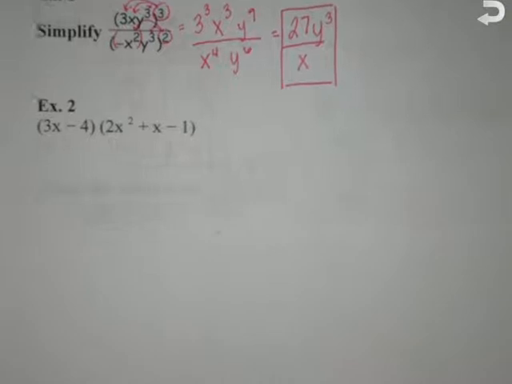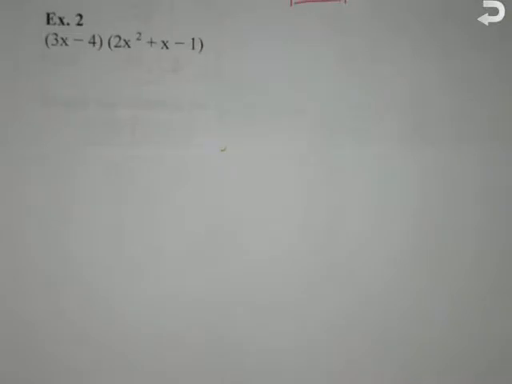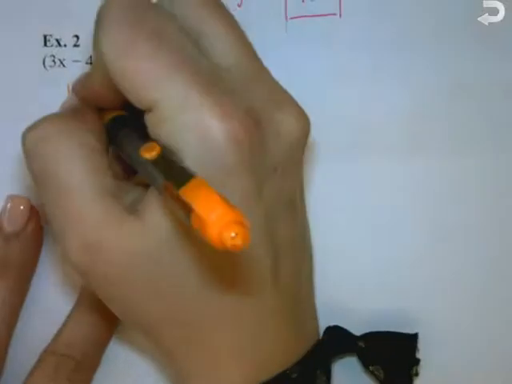All right, example 2, we have (3x - 4)(2x^2 + x - 1). What type of problem does this look like, guys? Foil or the box? How many of you are most comfortable with foil? How many of you are most comfortable with the box? Okay, it looks like we have a few more box people, so I'm going to do the box. If you are a foil person, use foil. You will get the same answer, okay? So, box people, here we go.